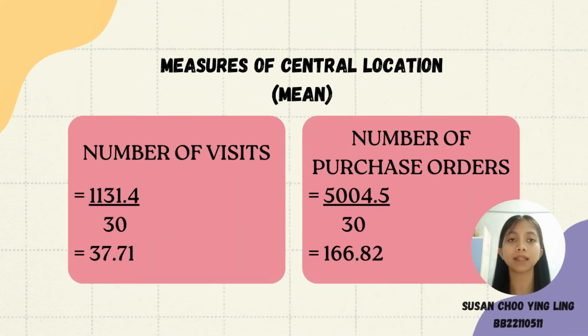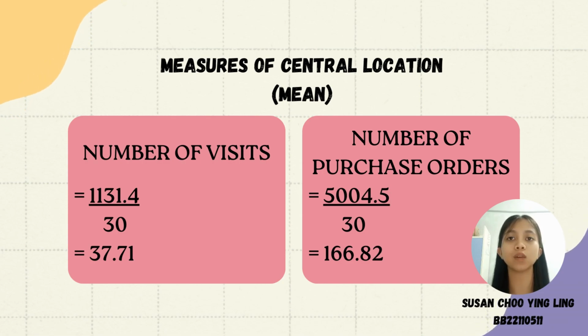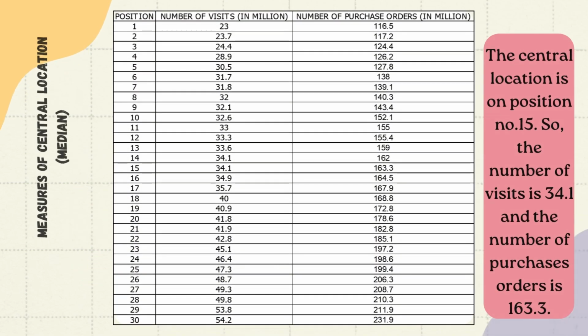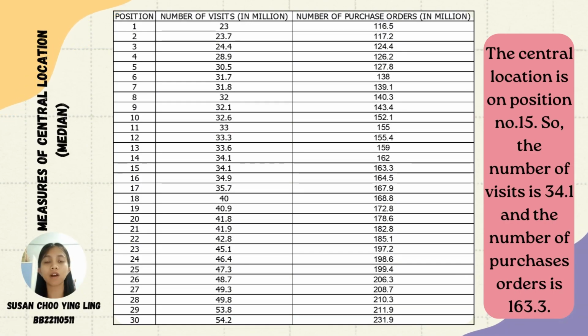By using the mean method to calculate the measure of central location, the number of visits is 1131.4 divided by 30 equals 37.71, and the number of purchase orders is 5004.5 divided by 30 equals 166.82. By using the median method to calculate the measure of central location, it is on position number 15.